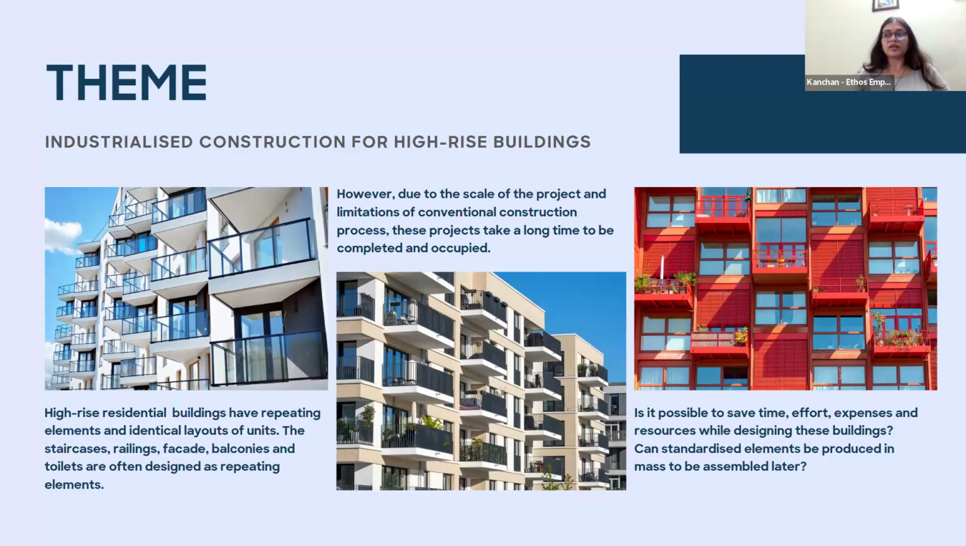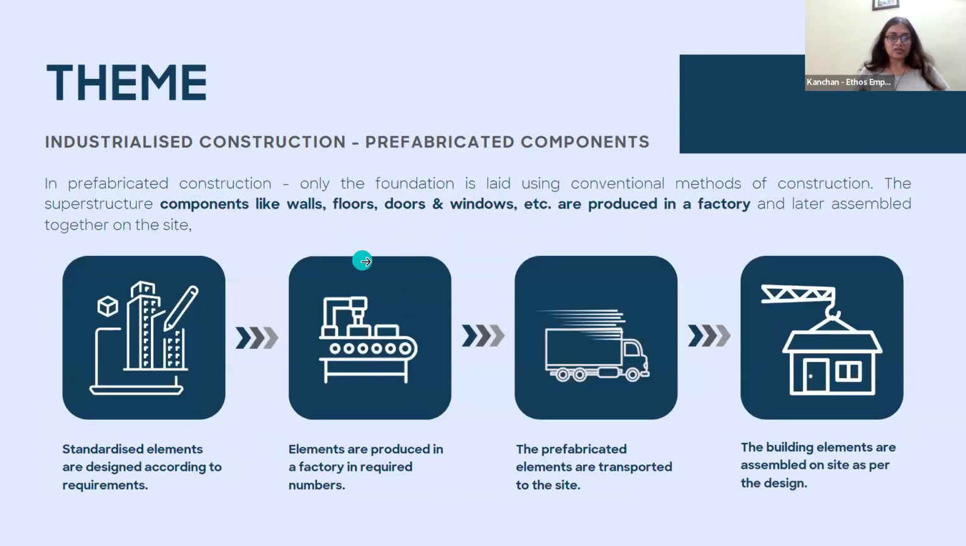So, what is a solution that could help us avoid all of these problems? Can we somehow standardize these elements? Let's say I need 15 balconies of this size, and they can all be produced in a factory. I need such and such toilet with these finishes, with these fixtures, and they can all just be assembled on site in a very short time. So this is the prefabrication process.